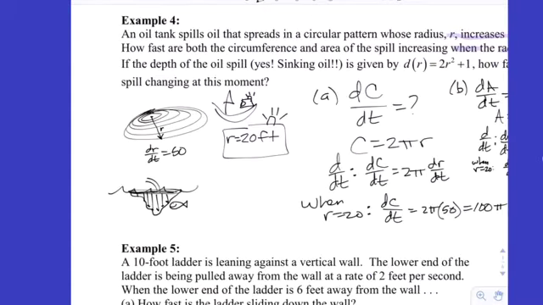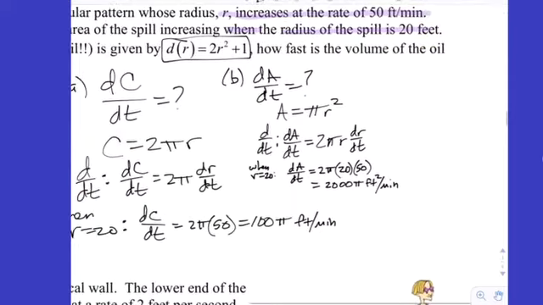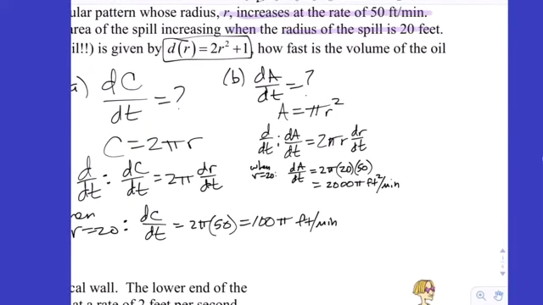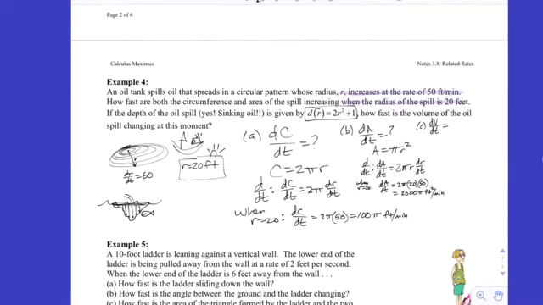So here's what we know. If the depth of the oil spill is given to be D of R equals 2R squared plus 1, that's convenient. That gives us the depth at any radius from the center. How fast is the volume of the oil spill changing? So let's go over here and put our target. I'll use V for volume this time. So dV/dt. I need to relate the volume to either the radius or the depth or something like that.